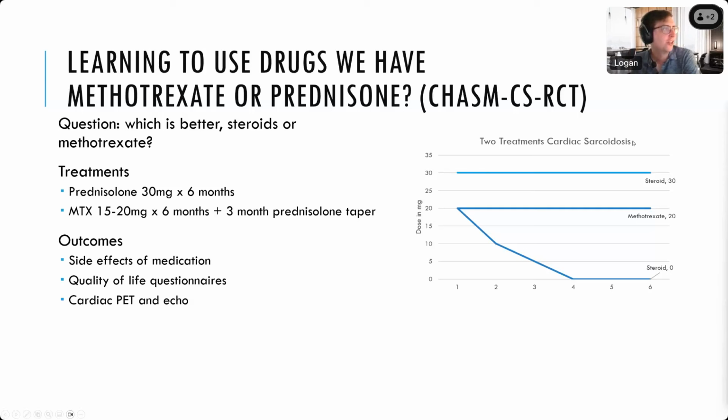In this trial, you can see one group of patients, after they're diagnosed, will be treated with prednisone 30 milligrams every day for 6 months.